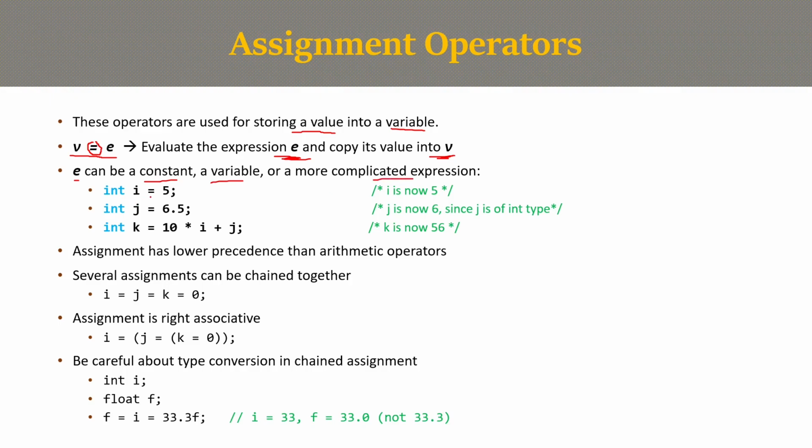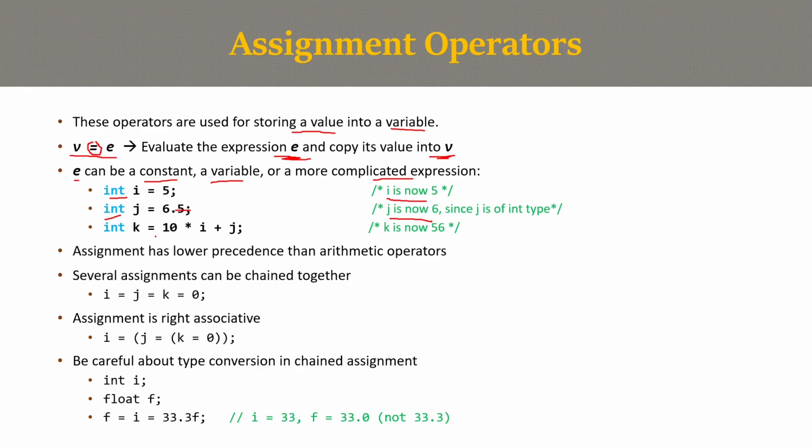Now as you can see here, I have i equals 5, right? This is of integer type i, and this 5 will now be stored in i. Then we have j equals 6.5. Now here j is of integer type, right? So instead of 6.5, j will now be 6. This 0.5 will be discarded since this is of integer type.